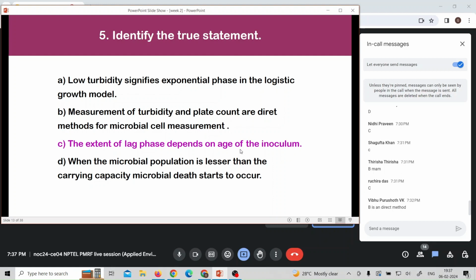Coming here, when the microbial population is lesser than the carrying capacity, microbial death starts to occur. I guess you remember a graph where we have the carrying capacity K in the microbial growth kinetics that we have studied. So when you have your N naught less than K, obviously growth is going to occur until K is reached, right, in the graph. I don't know if you are able to visualize it. Let me draw that.